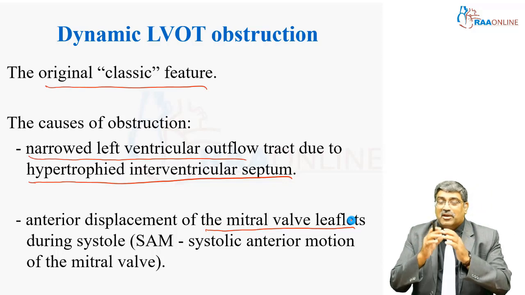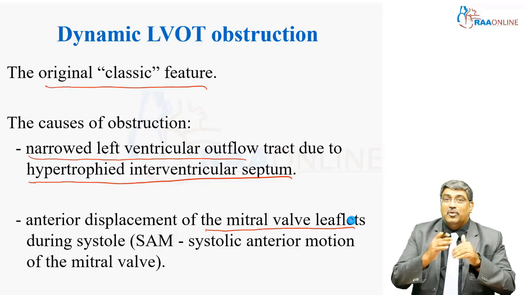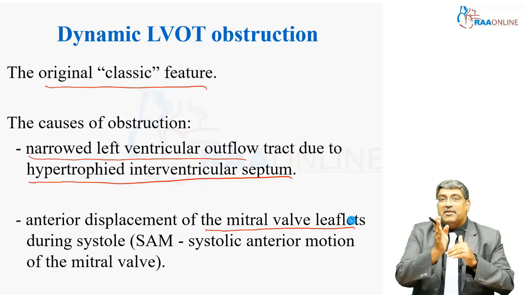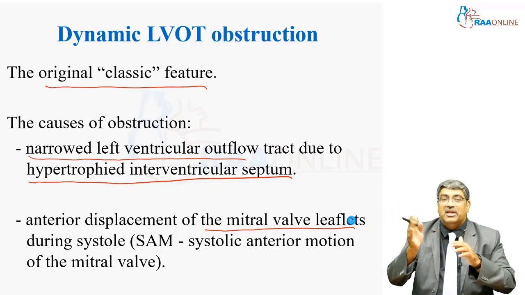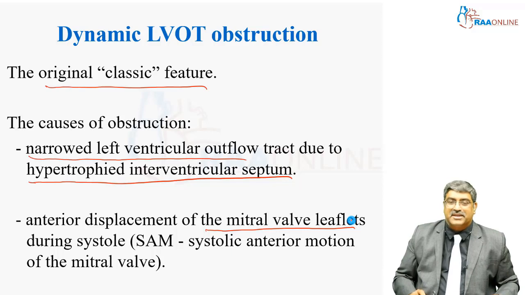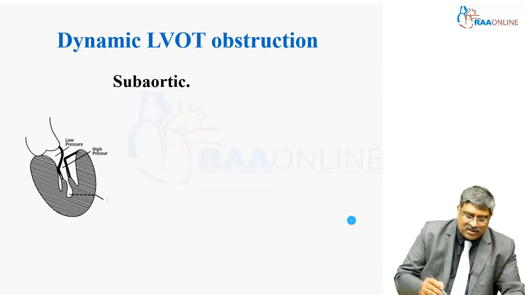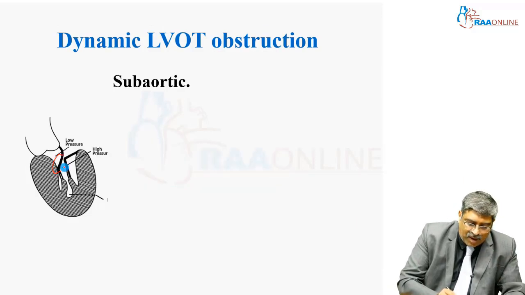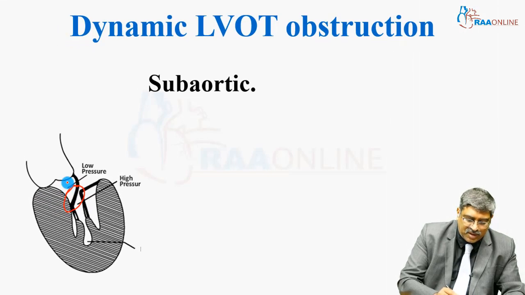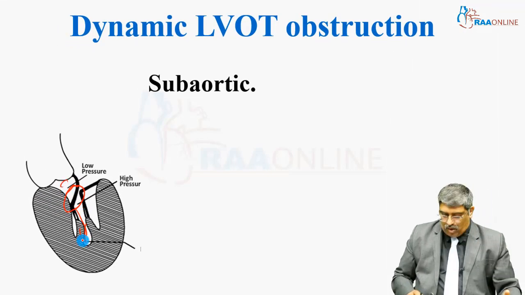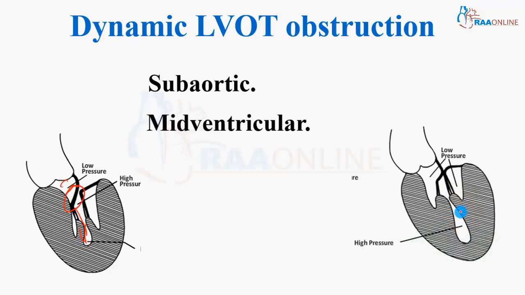Normally during systole the mitral valve will be closed, but here during systole the anterior leaflet of the mitral valve will go and impinge on the septal wall, causing obstruction. This obstruction is usually subaortic. Here you can see low pressure and high pressure being developed, or it can be mid-ventricular, just below the mitral valve leaflet. This is mid-ventricular obstruction, or it can be both, present at the subaortic as well as the mid-ventricular level.